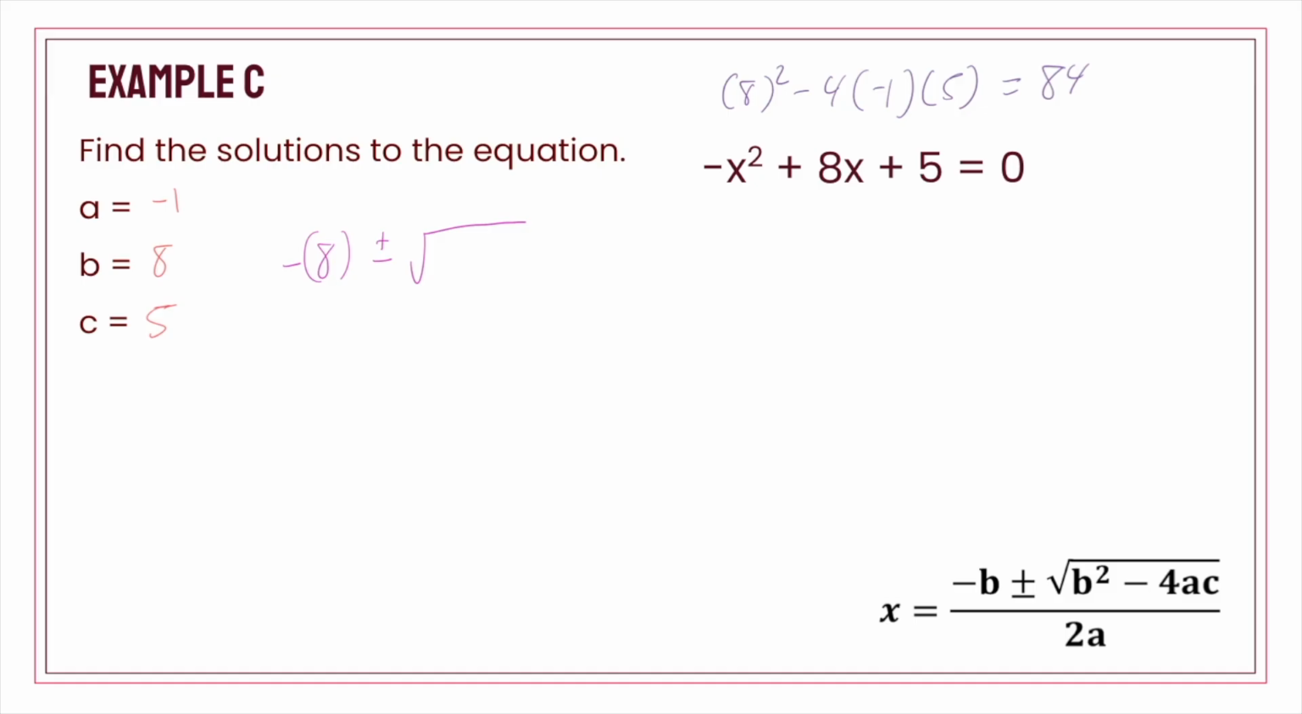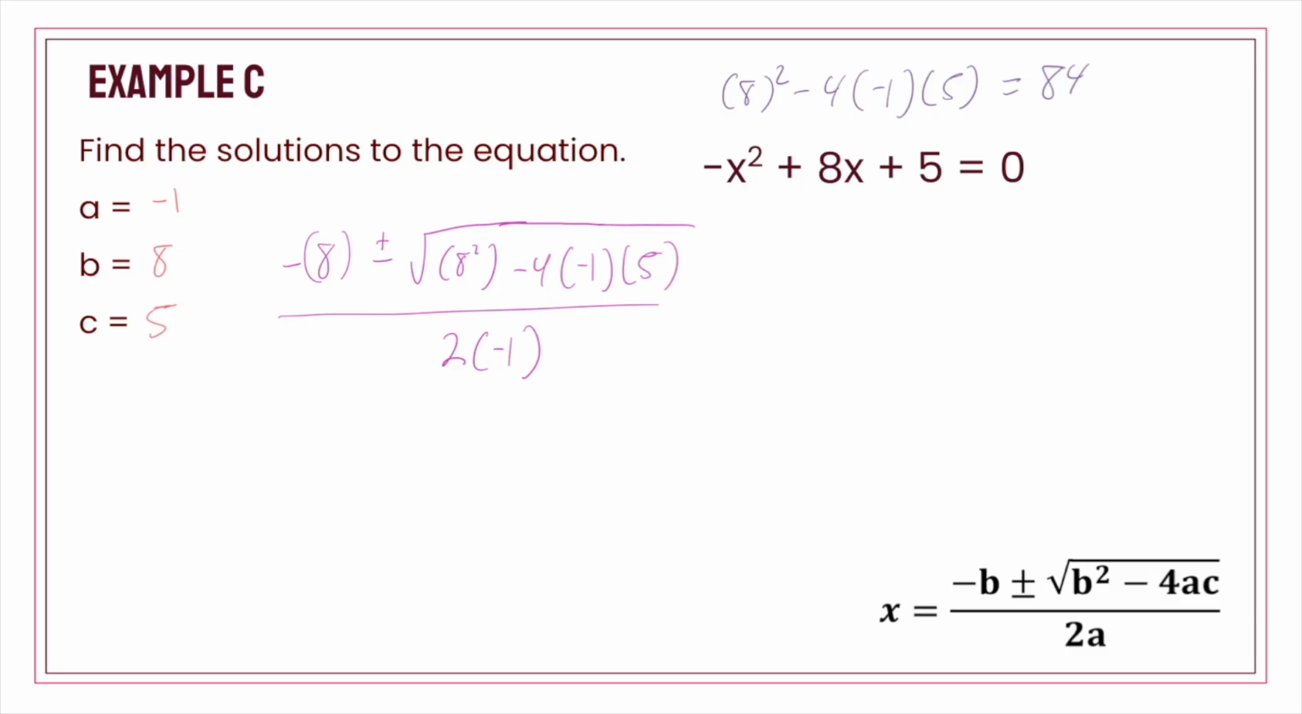We know that. We've got b squared, which is going to be 8 squared. We're going to go ahead and do minus 4 times -1 times c, which is 5. And that's all over 2 times a, which is 2 times -1. All right, now again, we're going to run the order of operations here. So we're going to do everything under the square root symbol first. So let's go ahead and do that.